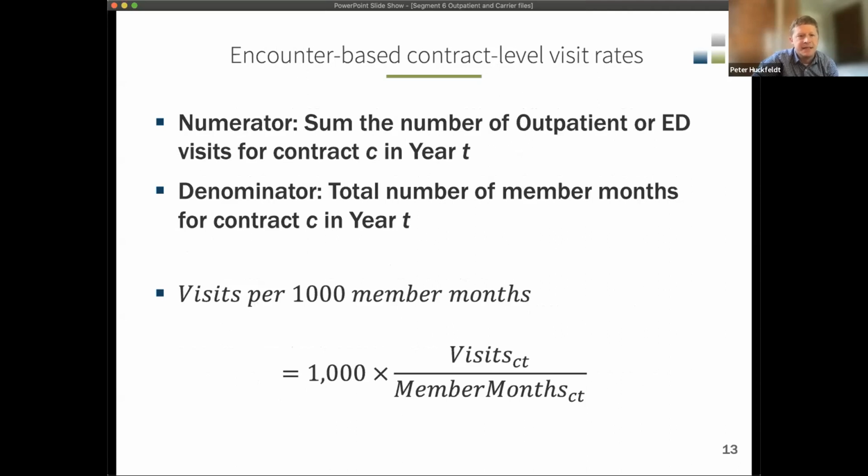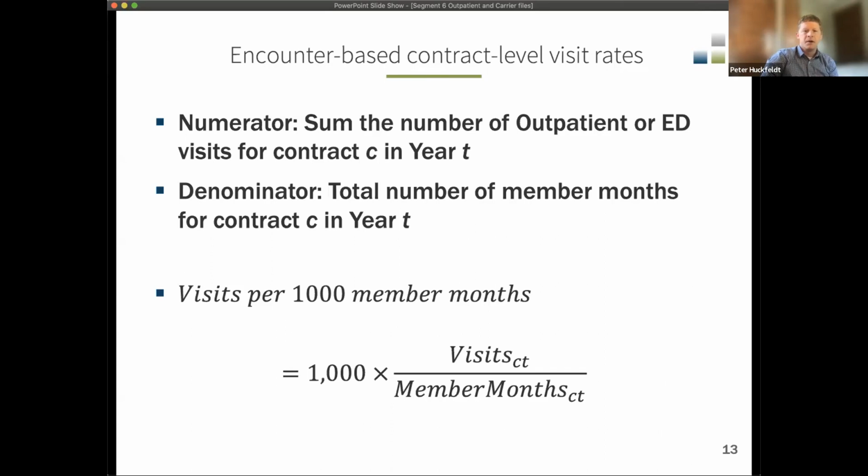Okay, just to be really clear about how we constructed the encounter-based contract level visit rates. Our numerator was the outpatient or ED visits that we had deduplicated. We essentially sum up the number of outpatient or ED visits for a given contract C and year T. The denominator is the total number of member months for that contract C and year T. And then we multiply that by 1,000.